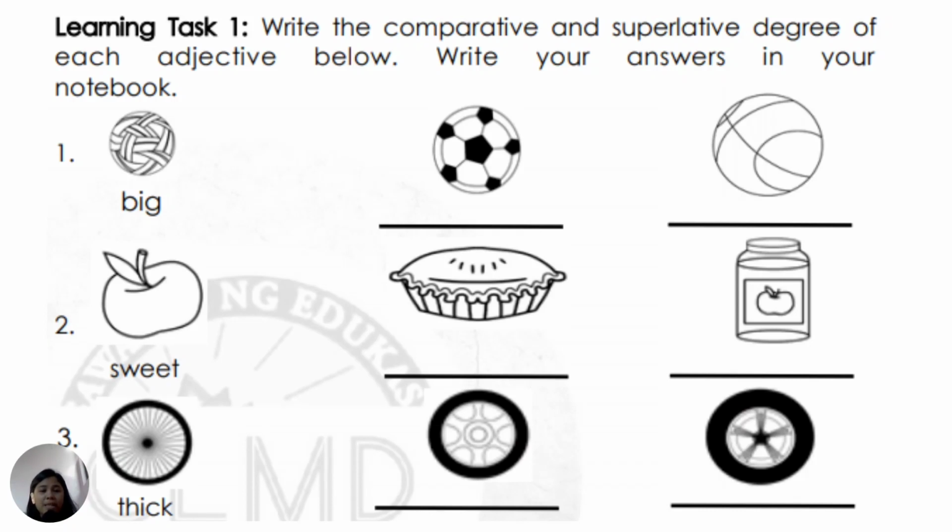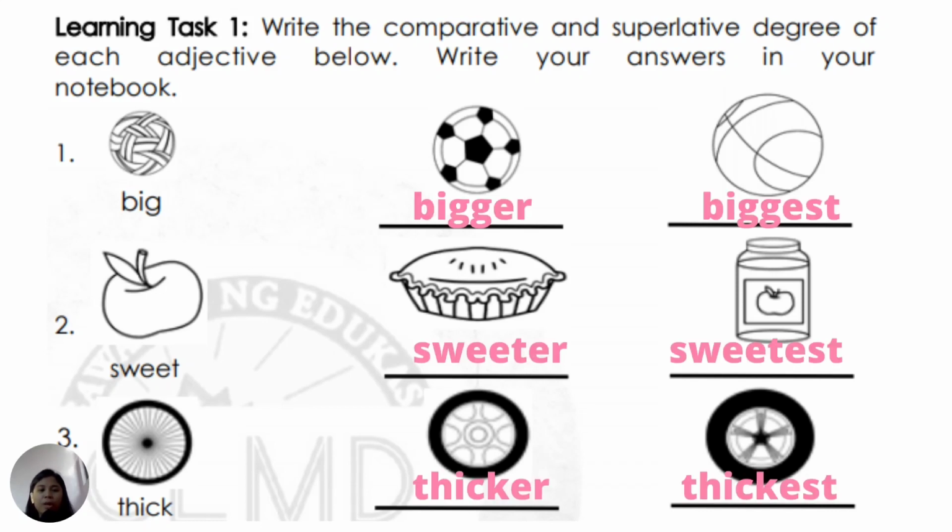Now, get your pencil and answer sheet and answer the following learning task. Write the comparative and superlative degree of each adjective below. Write your answers in your paper or notebook. Number 1, big. Number 2, sweet. And number 3, thick. And these are the correct answers. Number 1, big, bigger, biggest. Number 2, sweet, sweeter, sweetest. And number 3, thick, thicker, thickest.